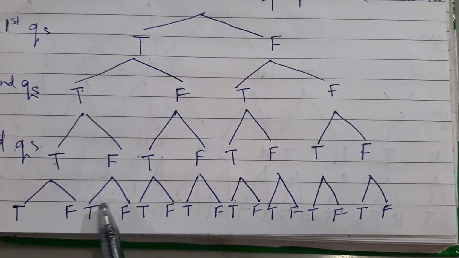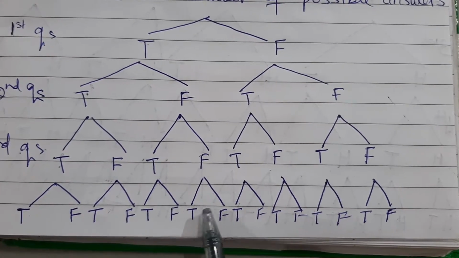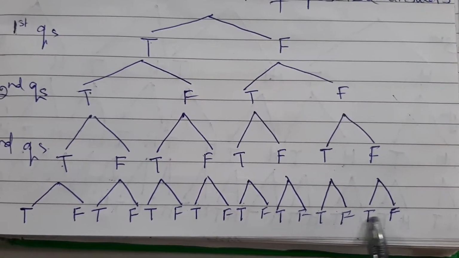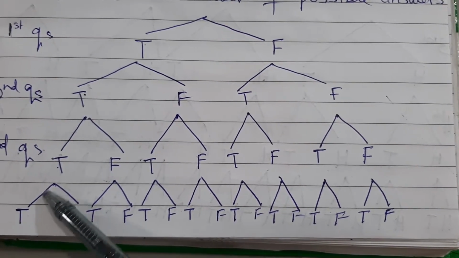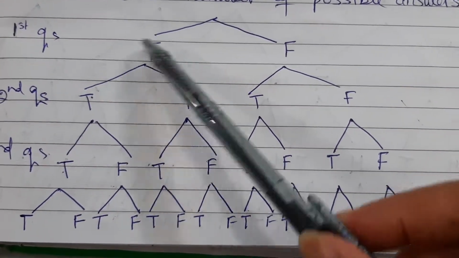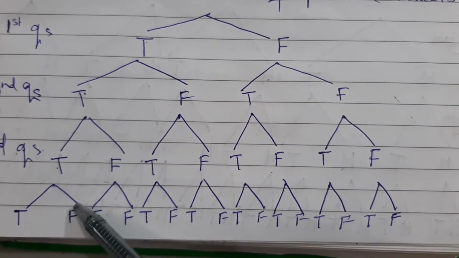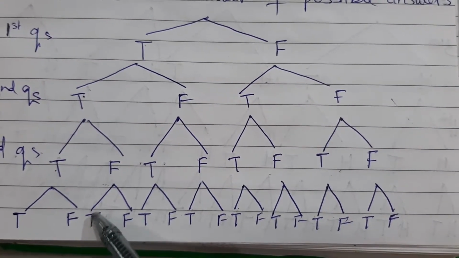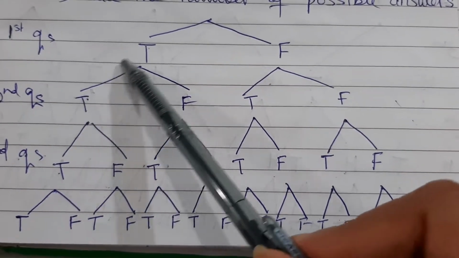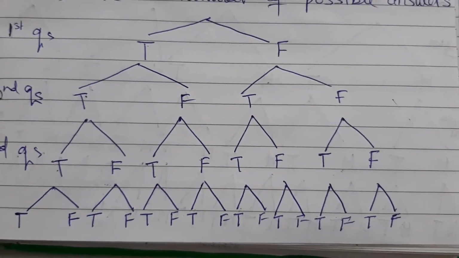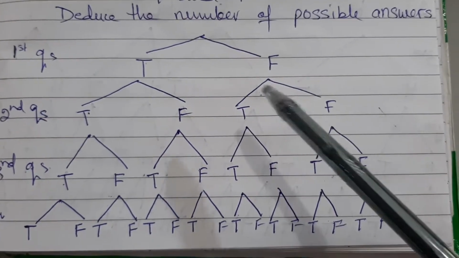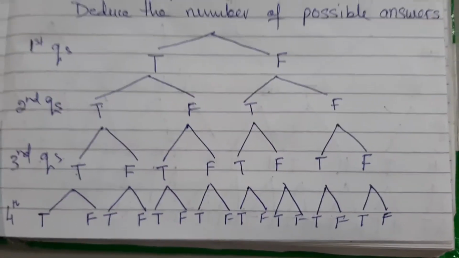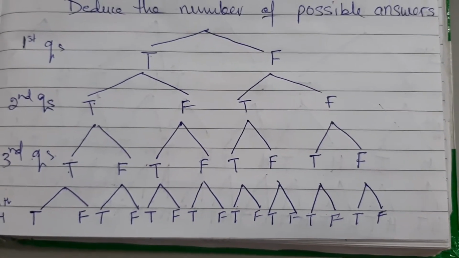1, 2, 3, 4, 5, 6, 7, 8, 9, 10, 11, 12, 13, 14, 15, 16. Because you see, all this will take you back up here. For example, if I look at this branch, it will take me up here. If I look at this branch, it will take me up here. So I have 16 ways to answer. So if I try to find out the number of possible ways with the help of this diagram every time, it will become very tedious, very time consuming.